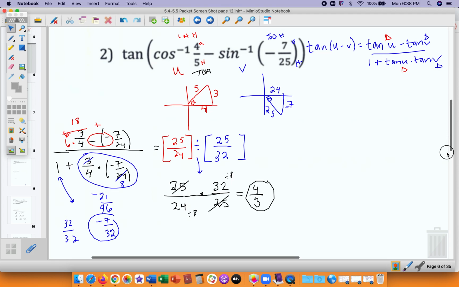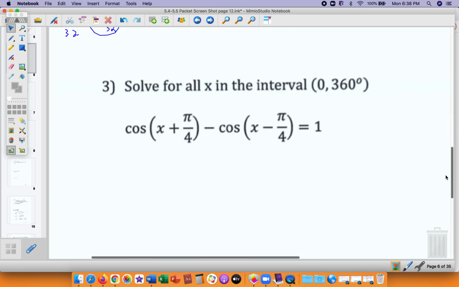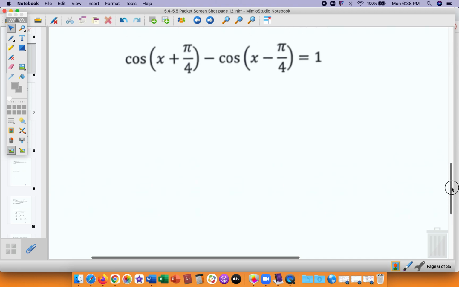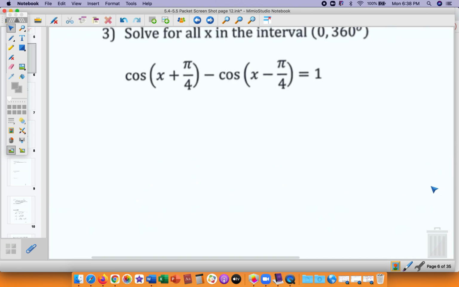Last one. Okay, so one more solving problem. Solve for x in this interval. So that means that we're going to spin around the unit circle and say, where is cosine this value at this spot, and this spot, right? This is a u and a v.